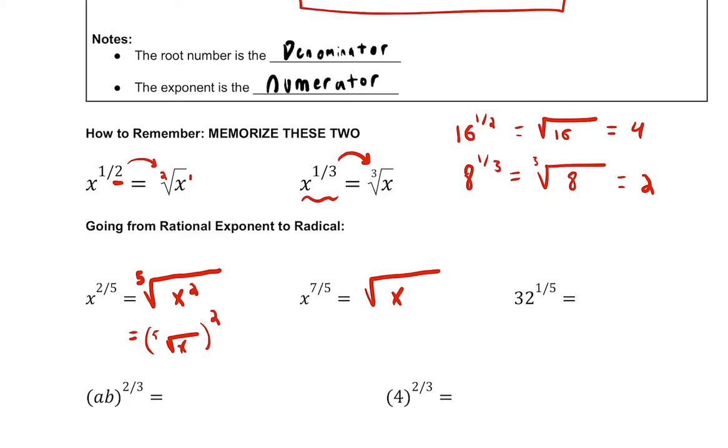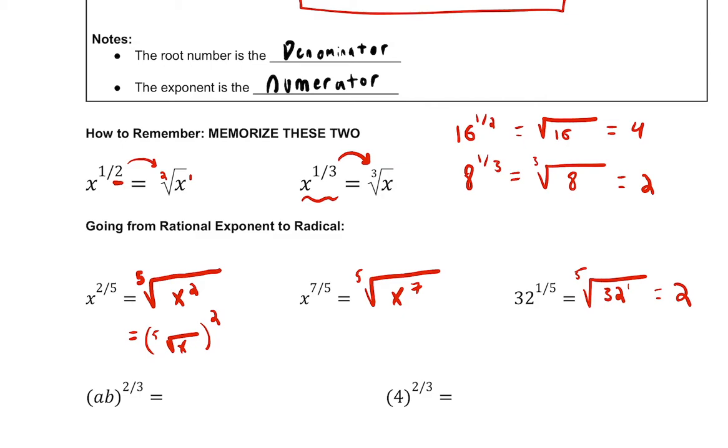Then x to the 1/3 is a cube root. So that means the 5, the denominator, has to go here, the 7 has to go there, and so on and so forth. So 32 to the 1/5 is the 5th root of 32 to the first power, just kind of understood there, which is 2, because 2 times itself 5 times is 32.